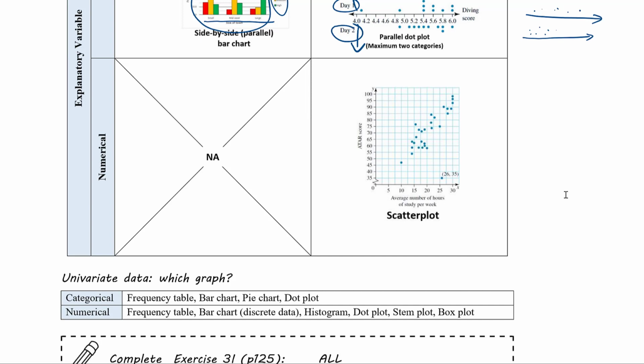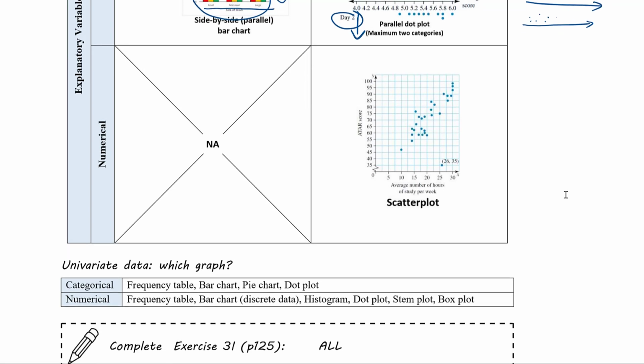For a numerical variable, we could also use a frequency table or a bar chart if the data was discrete. If it wasn't discrete data, we would use a histogram instead, and we'd group the data. We could use a dot plot again. We could use a stem plot or a box plot if we have numerical data. So being able to make those decisions about, given the data type here, what's going to be the most appropriate plot choice to represent that data.